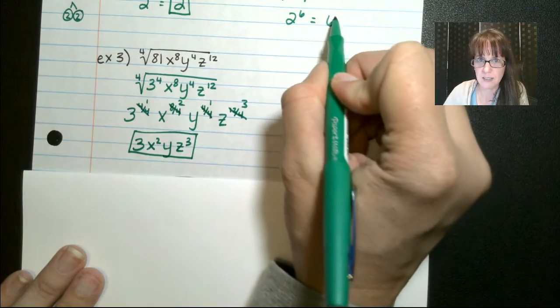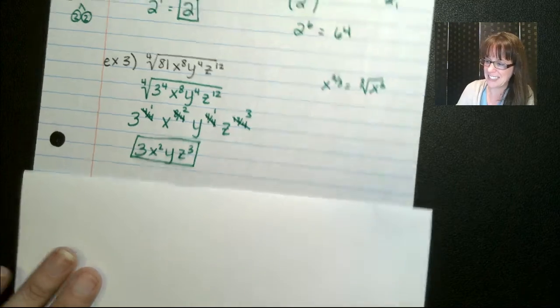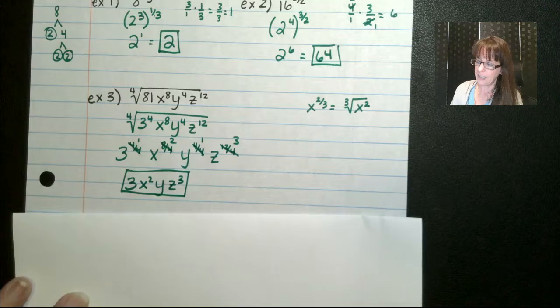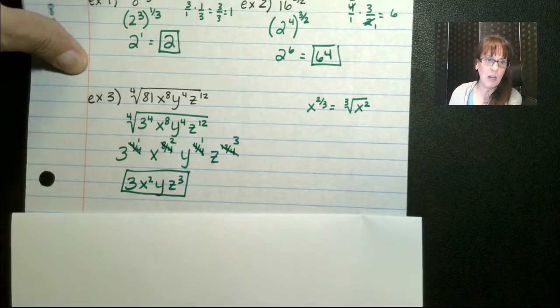Oops, I forgot to write that this is 64 up here. So 2 to the 6th is 64. I'm like, oh, it's easy to remember, and then I forgot to write it down. So 64. Now, for that one, 3, x squared, y, z to the 3rd.